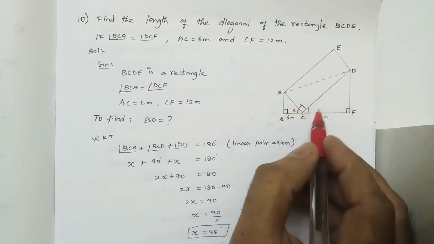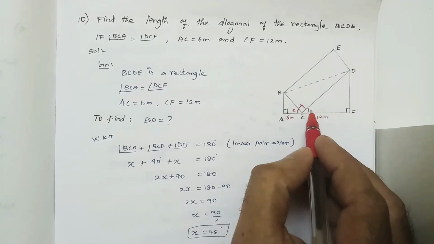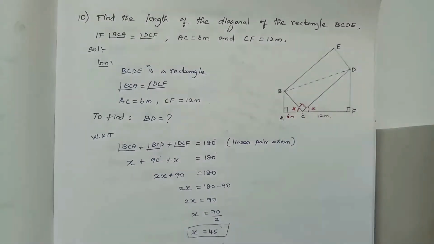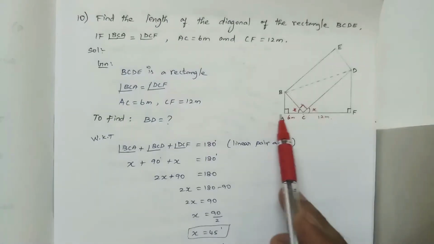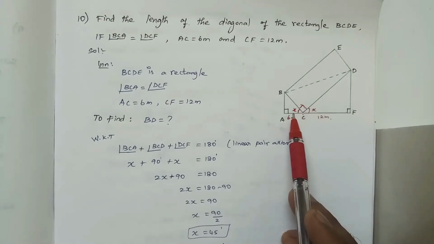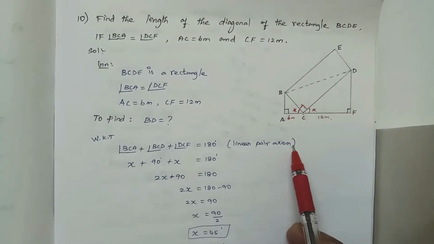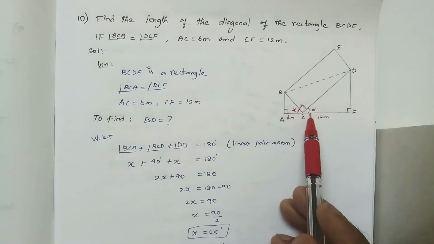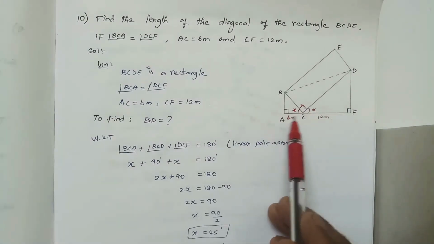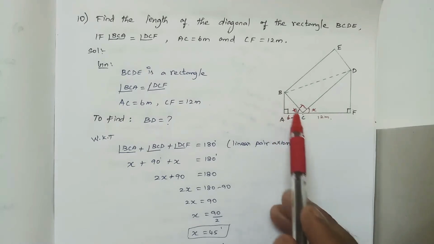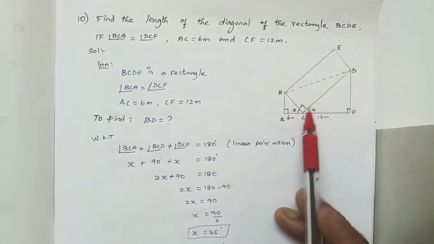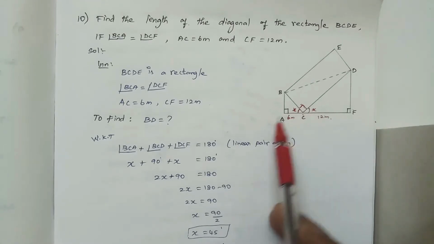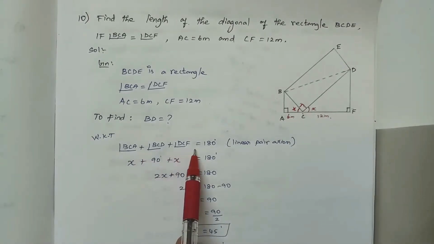Angle DCF is also X. I'm just assuming that these two angles are equal to X degrees, right? So we know that AF is a line. The sum of the angles on a line is a linear pair, which is equal to 180 degrees. So the sum of these three angles, angle BCA plus angle BCD plus angle DCF, is equal to 180 degrees. Linear pair axiom: BCA plus BCD plus DCF is equal to 180.